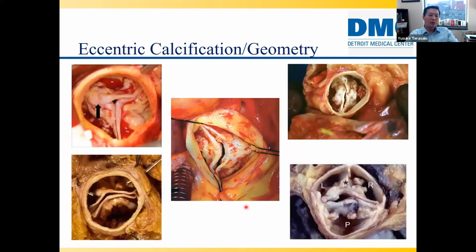And here are actual depictions of the diseased bicuspid aortic valves. And you can again see the asymmetry that is present in all of these pictures.